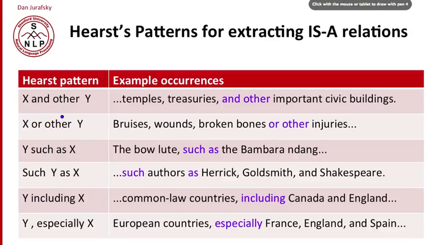And Hearst showed that these kinds of patterns were able to learn the ISA relation between new terms, or learn about author names or country names and so on, that could be added to a database.